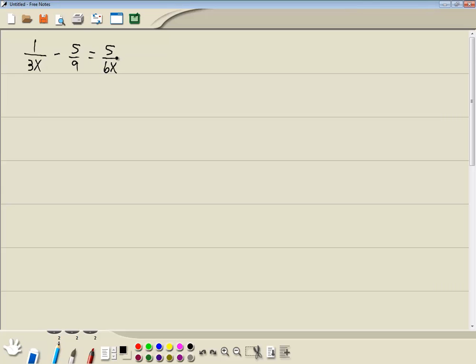This is a rational equation. What makes this a rational equation, of course, is that it's an equation, you've got an equals, you're solving, and you've got a variable in the denominator. That's what makes this a rational equation.